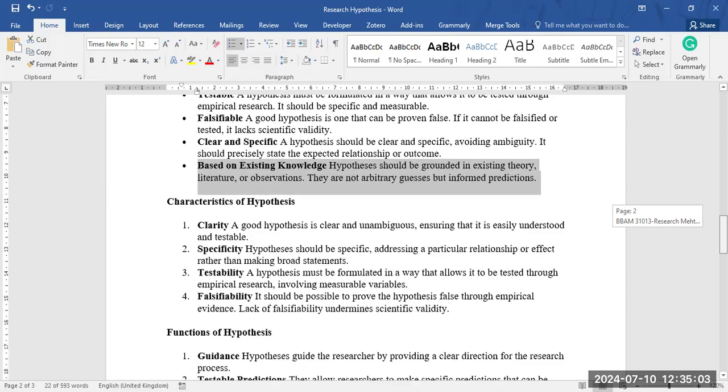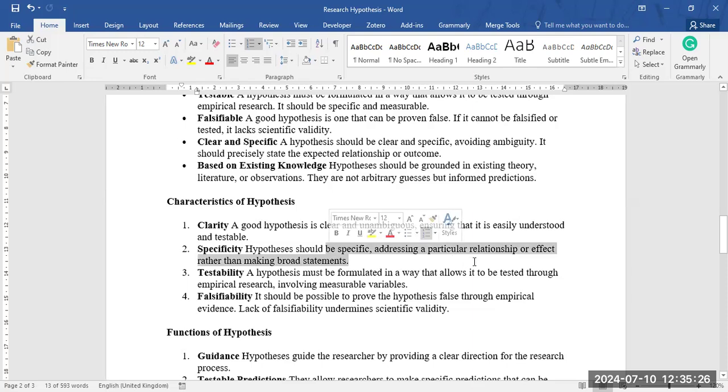Now the characteristics of a hypothesis. A good hypothesis is clear and unambiguous, ensuring that it is easily understood and tested. Another one is specificity. The hypothesis should be specific, addressing a particular relationship or effect rather than making a broad statement. That's why hypotheses are usually one compact sentence that specifically explains the association between the variables or the expected outcome.